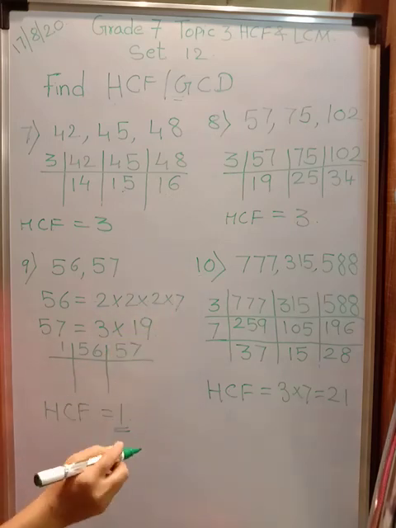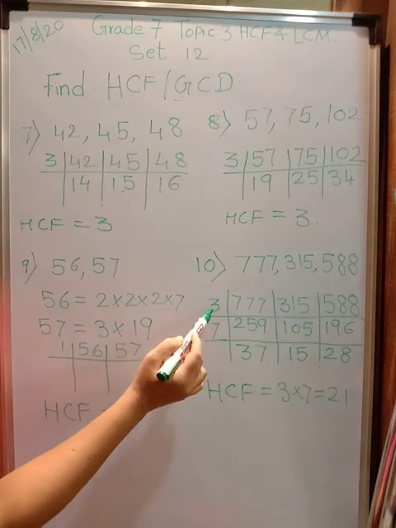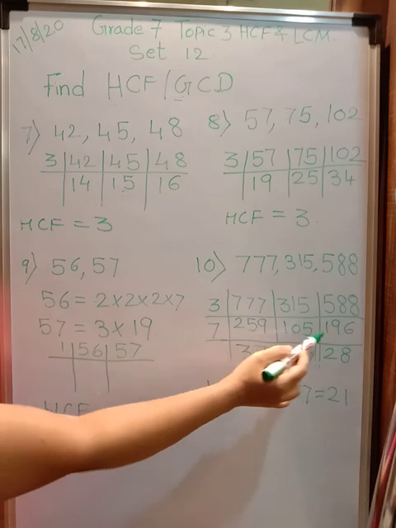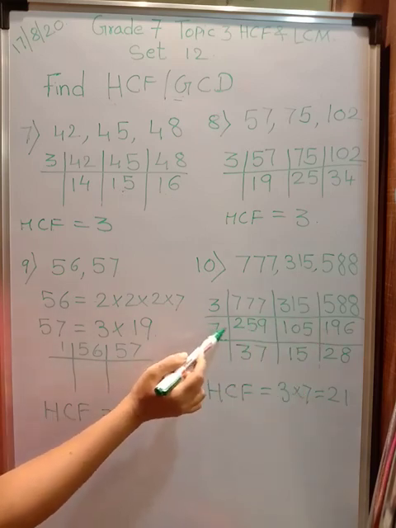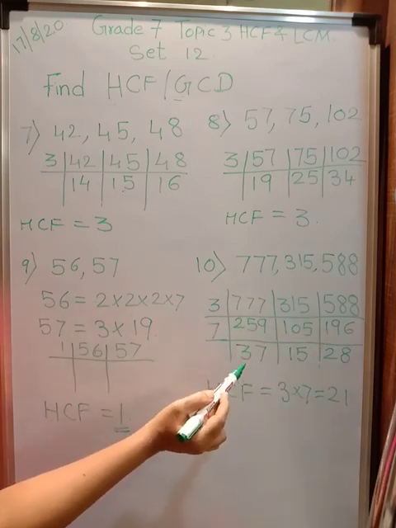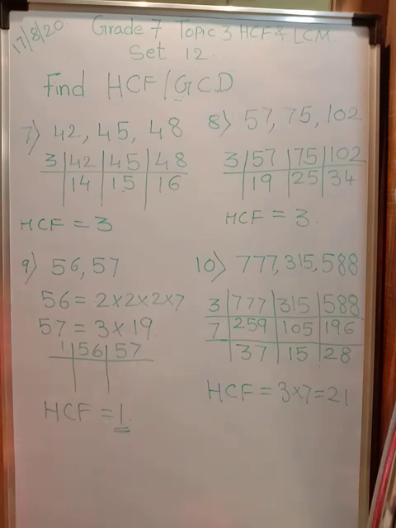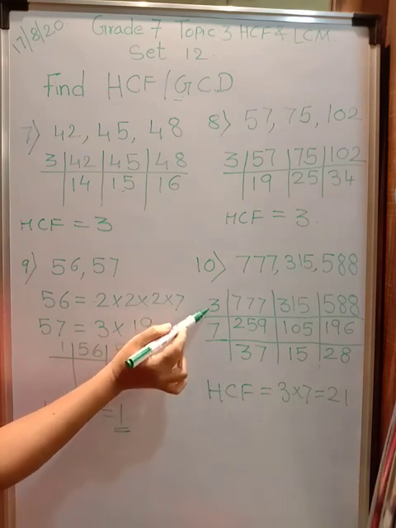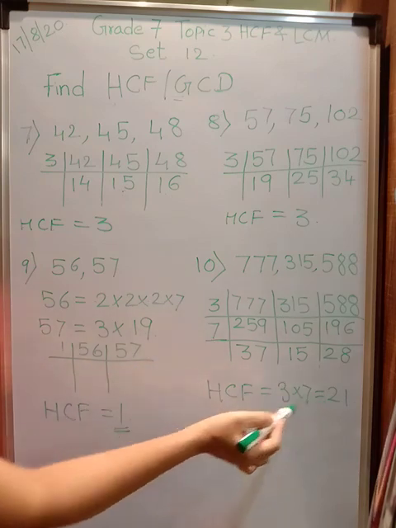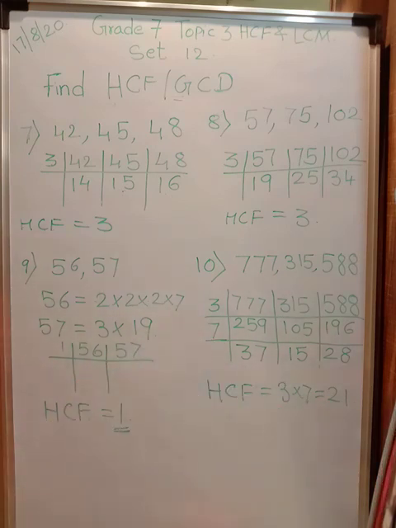Now coming to the 10th problem, first all of them are divisible by 3, then all these are divisible by 7. After dividing them by 7, we get 37. 37 is prime. Now it will not be divisible by any other number. And therefore we have to stop. And so 3 into 7, 21 will be your HCF. So I think it's quite clear how to find the HCF now.